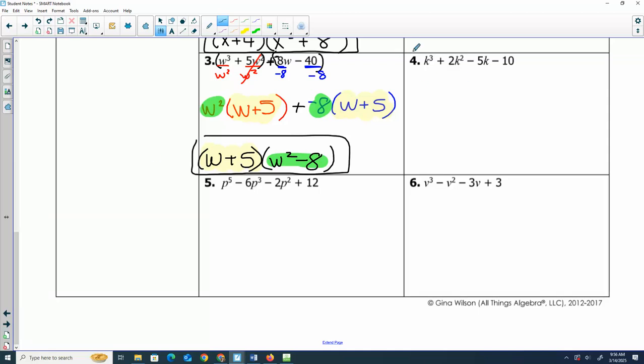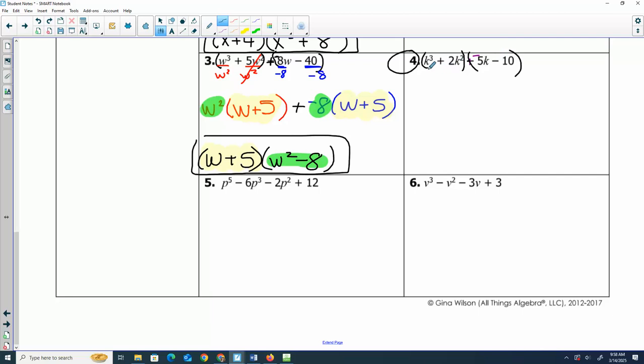I want you guys to try number 4, please. The parentheses have to be identical when you're doing grouping. So when I take my first 2, and then the second 2, because this is minus, before I do my parentheses, I'm going to make this plus -5. And then do the parentheses.